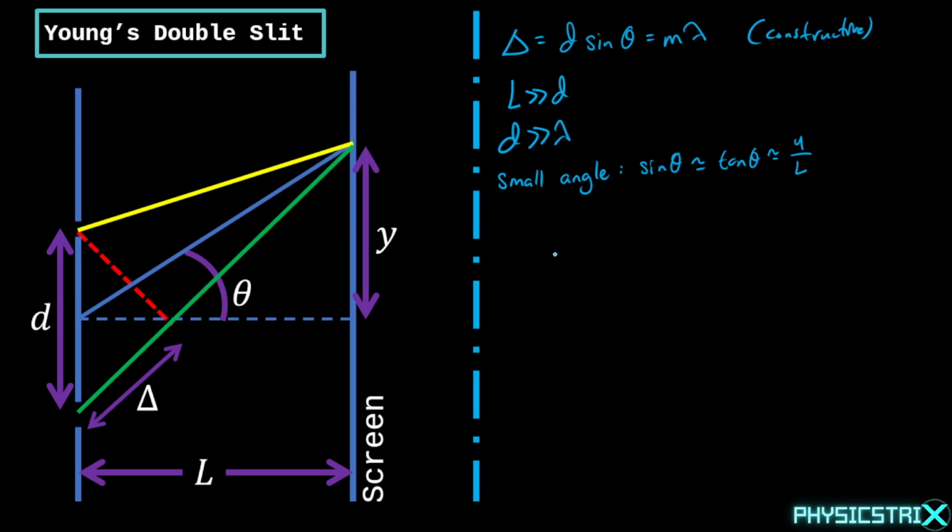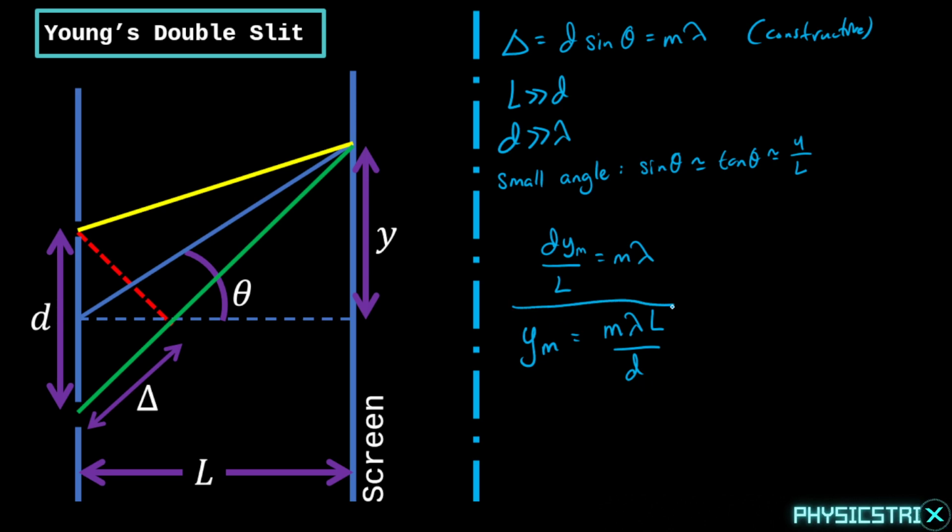So what I'm left with is d y over L equals m lambda. And this y is for the specific point that we have chosen. So I'm going to label there y_m, the position of the mth order, right? So if I just rearrange that, I'll have y_m equals m lambda L over d.